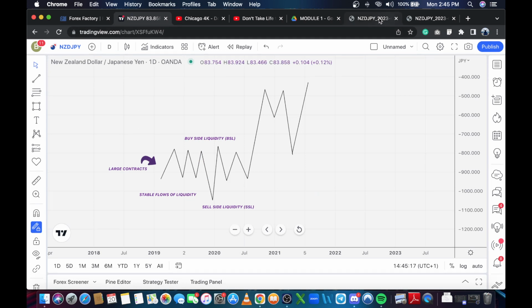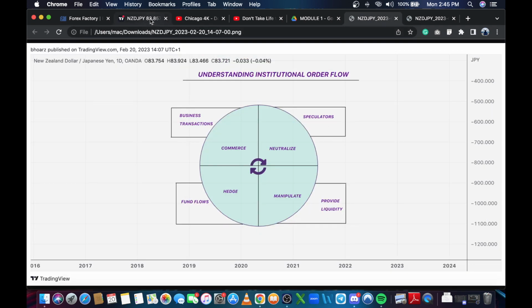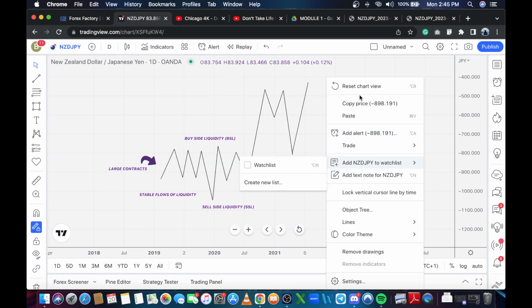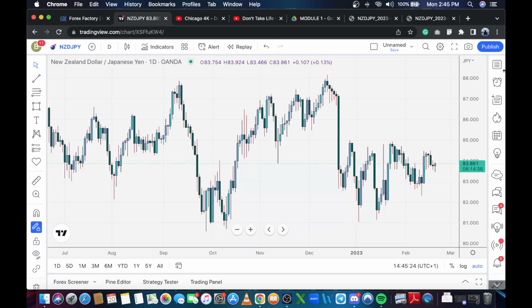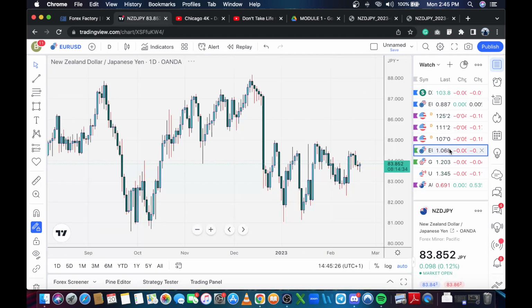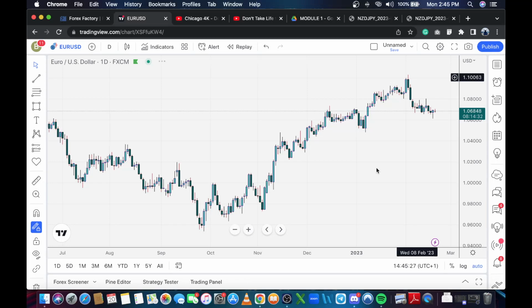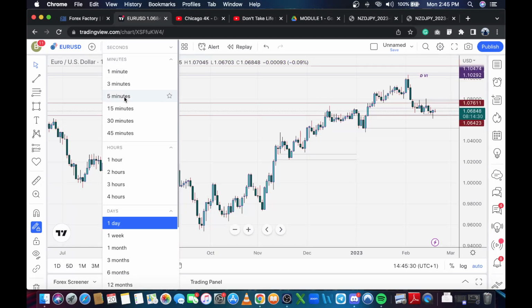Now, just to explain this diagram in detail, I did a Twitter space today. So I went live on Twitter, and I was doing a live analysis of Eurodollar on the 5-minute time frame today.